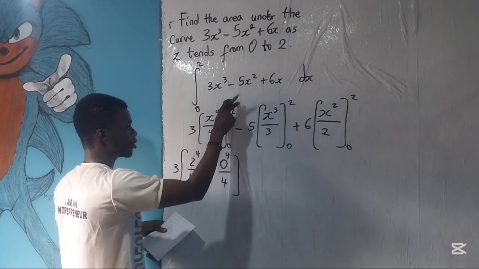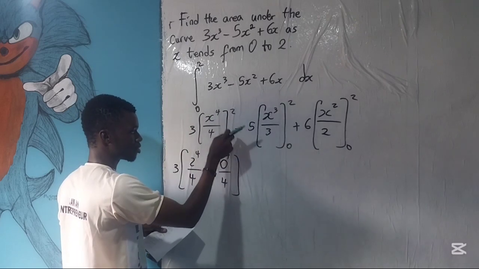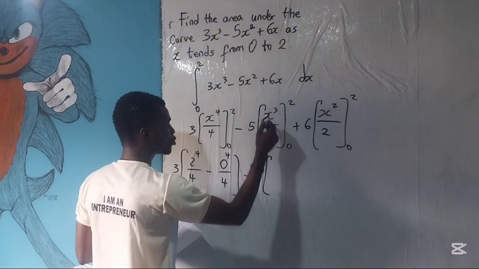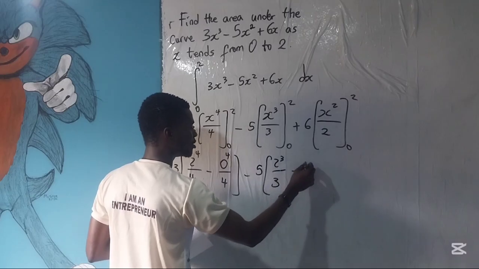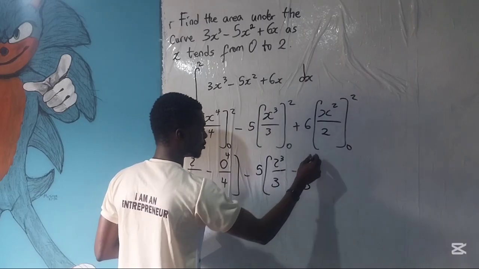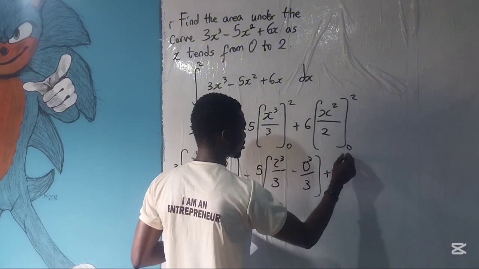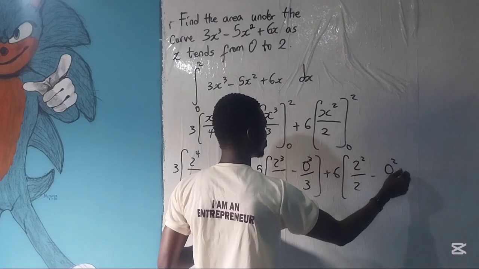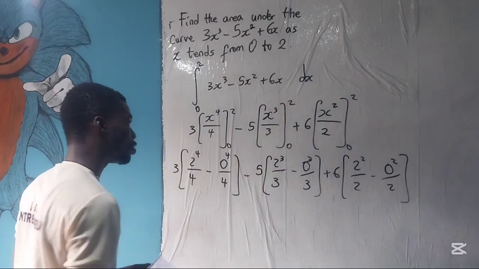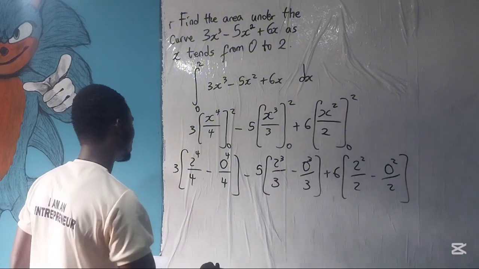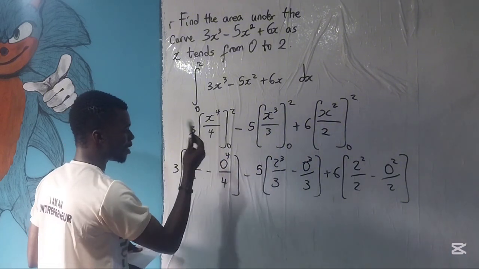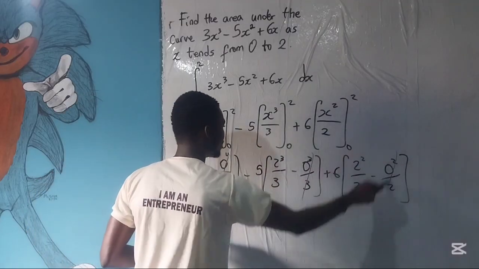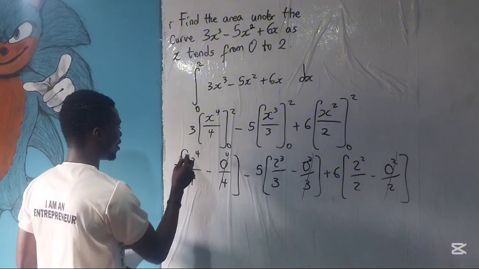Now, minus, that's as it tends from 0 to 2. We put 2 minus we put 0. The next one now, minus 5 into 2 raised to power 3 over 3, then 0 raised to power 3 over 3. We close the brackets. Now, plus 6 into 2 raised to power 2 over 2 minus 0 raised to power 2 all over 2. We close the bracket. Now you know 0 raised to any power is 0, divided by 4, divided by 3 will give us 0. So that means it's minus 0, minus 0, minus 0.